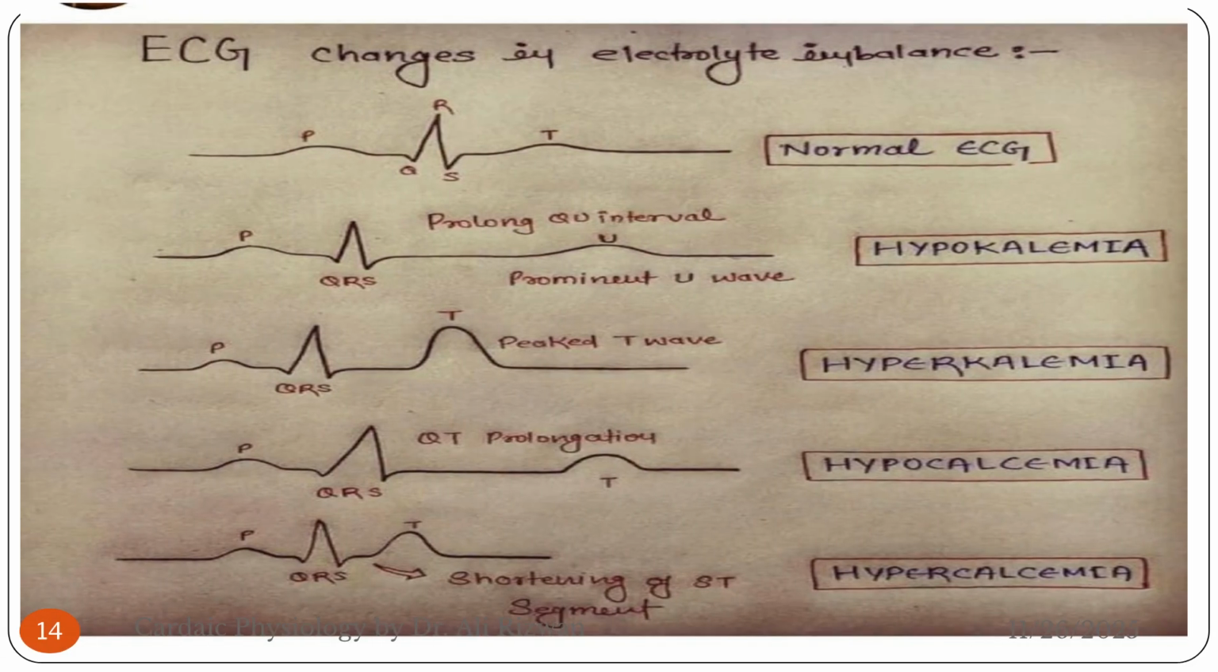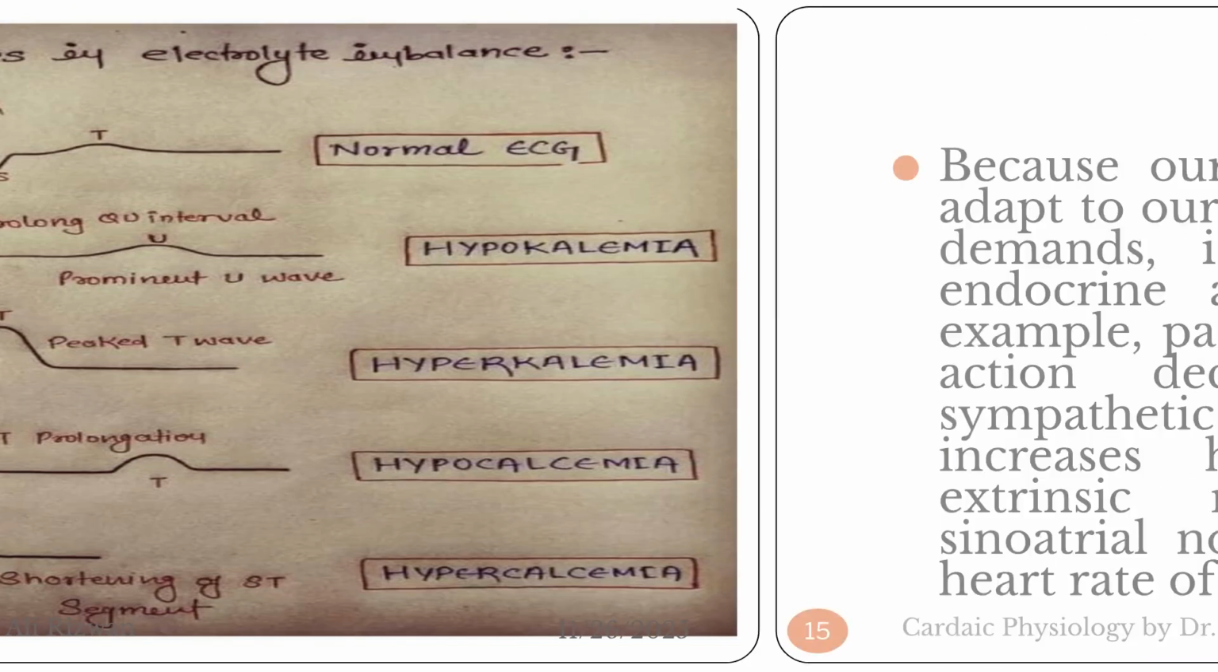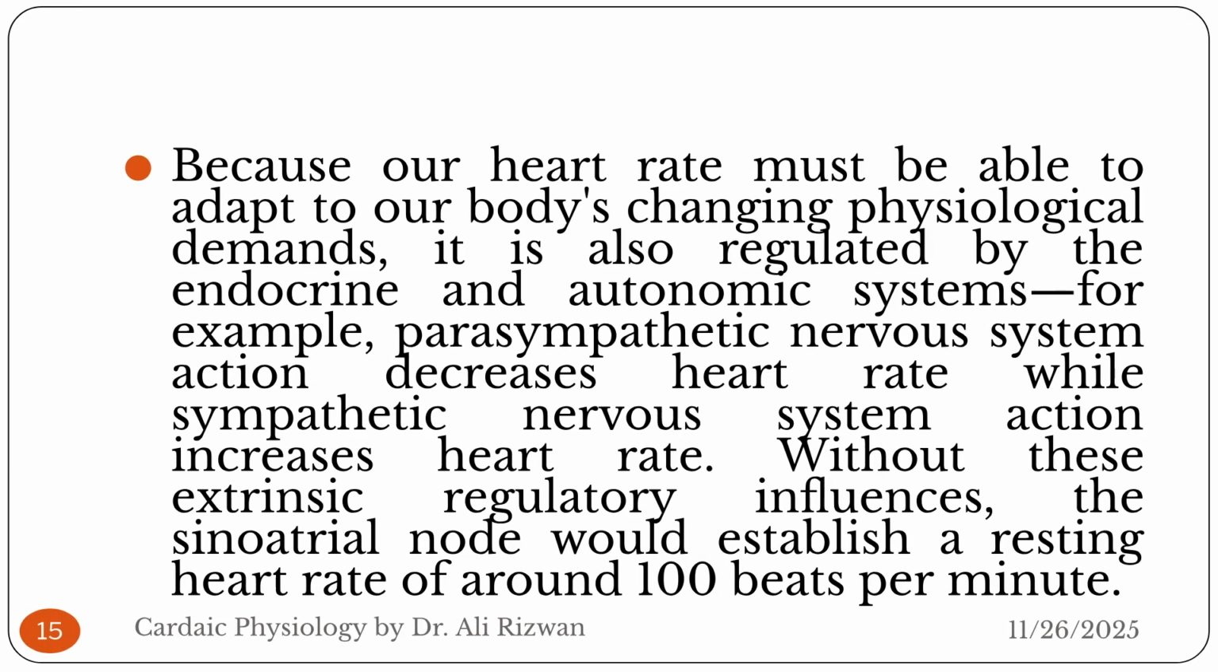Changes in electrolyte levels can alter the appearance of an ECG, as shown in these examples for conditions like hypokalemia, hyperkalemia, and calcium imbalances. Heart rate is regulated by the autonomic nervous system to meet the body's needs. Without these extrinsic influences, the SA node would maintain a resting heart rate of approximately 100 beats per minute.